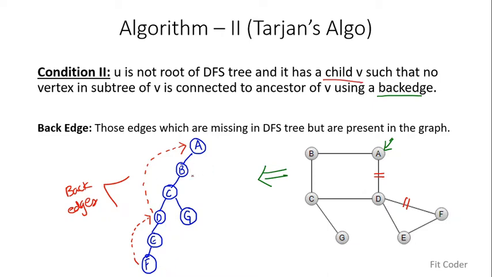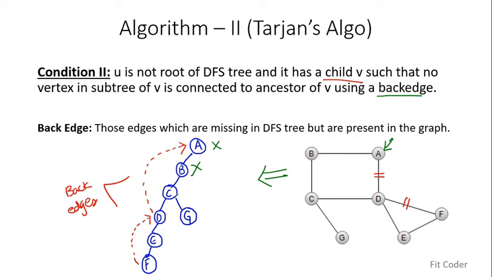So let's try to find the articulation points using condition number 2. The first point says U is not the root of the DFS tree, so we'll skip node A because it is the root. Now we come to B. It has a child V, so C will be V. The subtree rooted at C has a vertex D that has a back edge towards an ancestor of B. D has a back edge towards A, so B cannot be an articulation point.